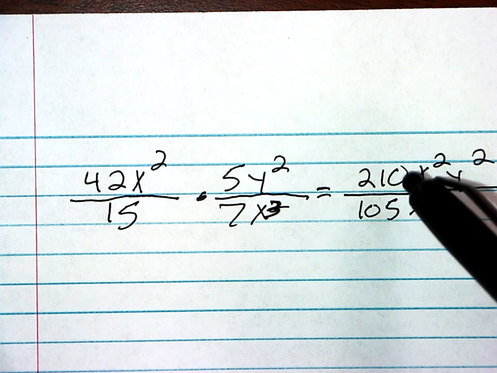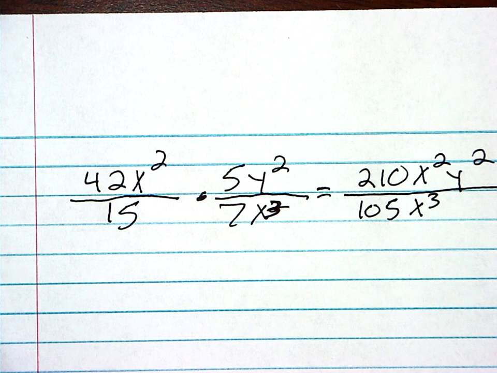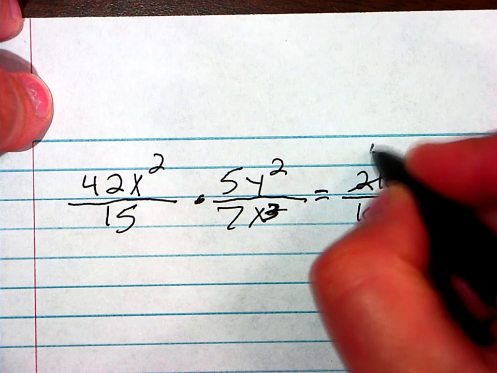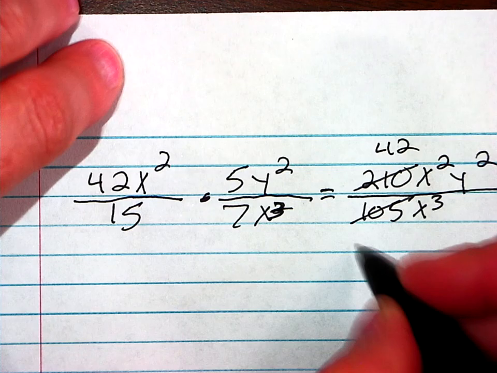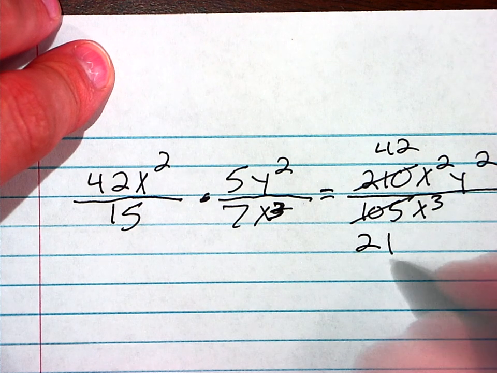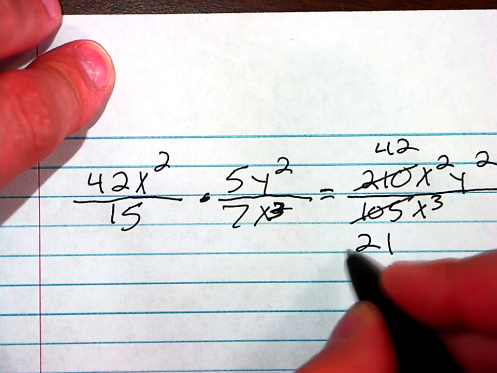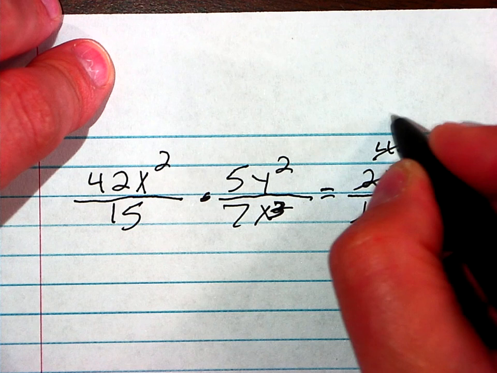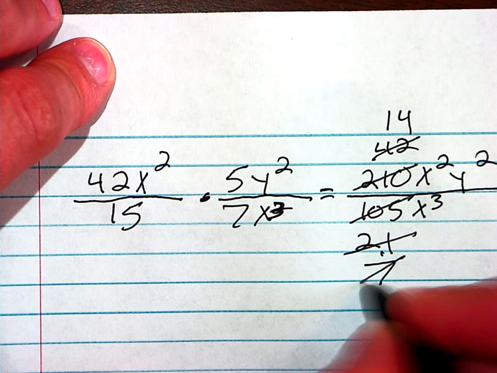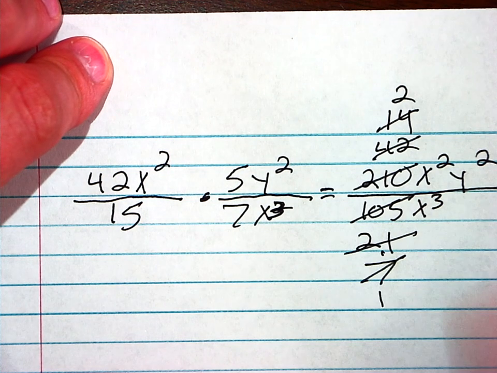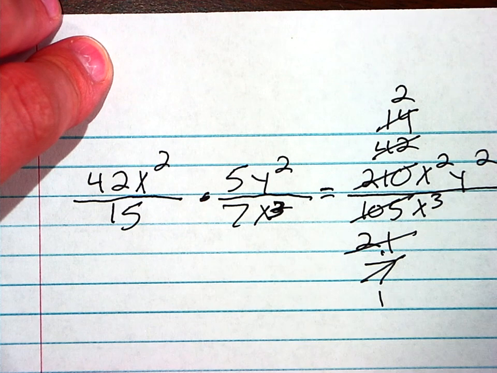What's the number that goes into 210 and 105? 5 will. So let's do 210 divided by 5, and I get 42. Let's do 105 divided by 5. It should be 21, and it is. Is there a number that goes into 42 and 21? 3 goes into that 7, 3 goes into that 14. Is there a number that goes into 14 and 7? 7 goes into 7 once, 7 goes into 14 twice. So that means I have a 2 left over.